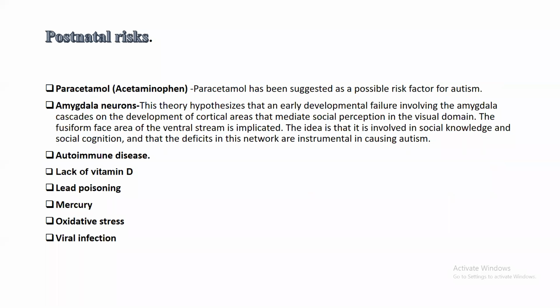So, postnatal risks. Paracetamol, acetaminophen, is actually considered safe to use during pregnancy, but somehow, due to gestational exposure, which is about, I guess, 46 to 68%, it causes inflammatory and immunological mechanisms. So basically, it could be one of the risk factors for autism during pregnancy.